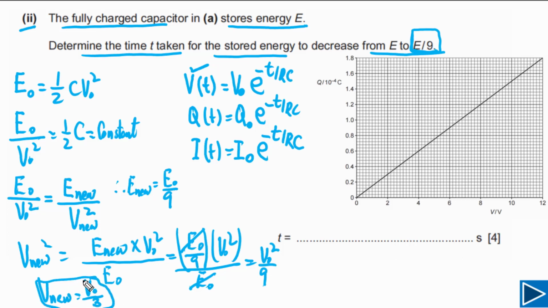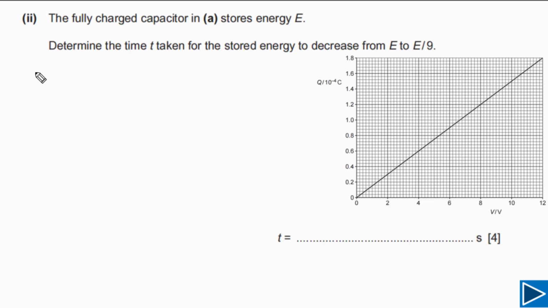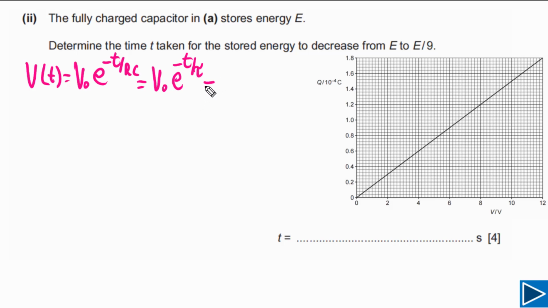And now we can use the value of V nu, and we can use this equation to find the value of T. Now let's try to find the value of T using the formula V as a function of time. This is equal to V max times e to the power of negative T over RC. Or we can simply say this is equal to V naught e to the power of negative T over tau, and tau is the time constant. The value of tau we have already calculated, so we can plug in the value of tau.